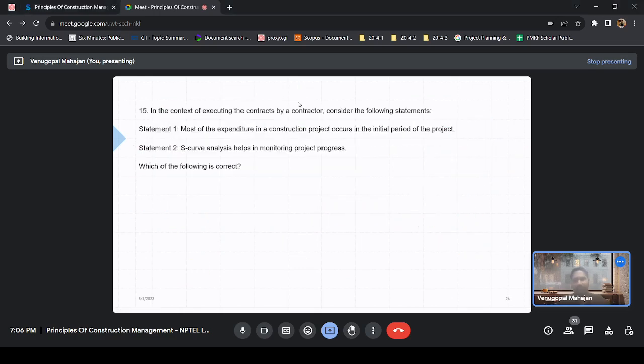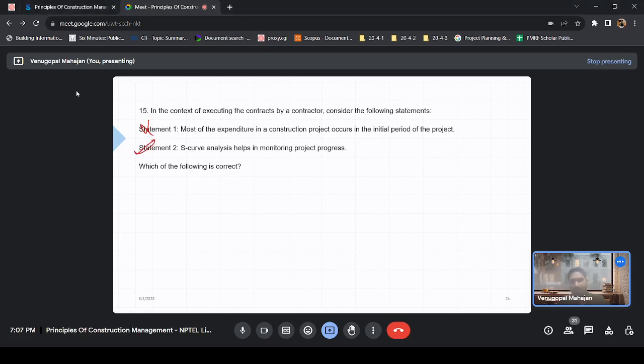Okay. So next, in the context of executing the contracts by a contractor, consider the following statements. Most of the expenditure in a construction project occurs in the initial period. S-curve analysis helps in monitoring project progress. Statement 2, sir. Statement 2 is correct. Okay. 2 is correct. Confirm 2 is correct? 1 is false, that's for sure. Okay, 1 is false. And second is correct.